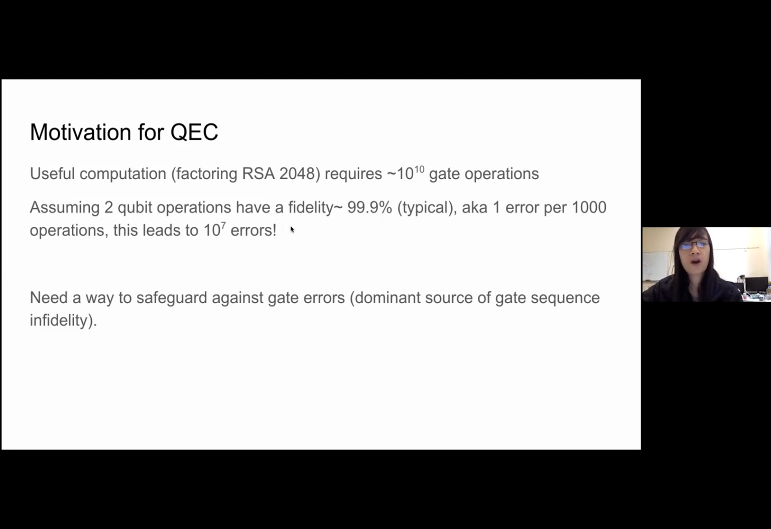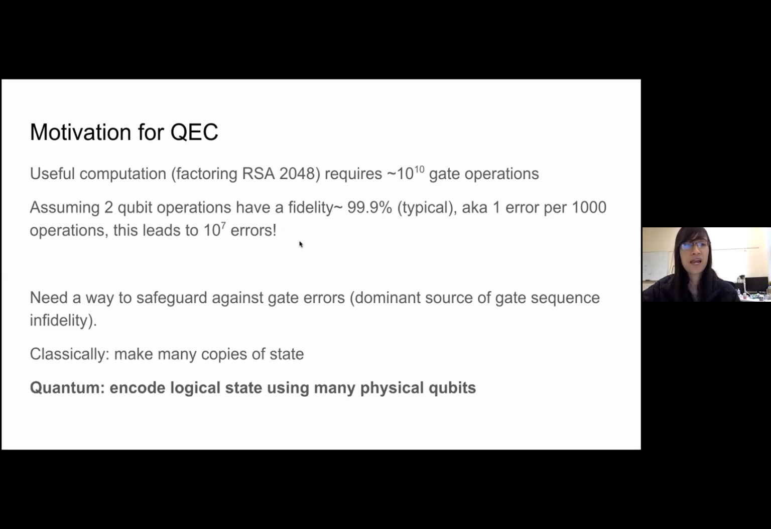So we need a way to safeguard against gate errors, which in our system, when you run long gate sequences, the dominant source of infidelities is our 2-qubit gates. Classically, what you do to safeguard against errors is make a copy of your states and just do majority rules every time. But because of the no-cloning theorem, you can't copy arbitrary quantum states. So instead, we encode our logical state using many qubits, and then by doing certain detection schemes, we can correct for errors as they come.